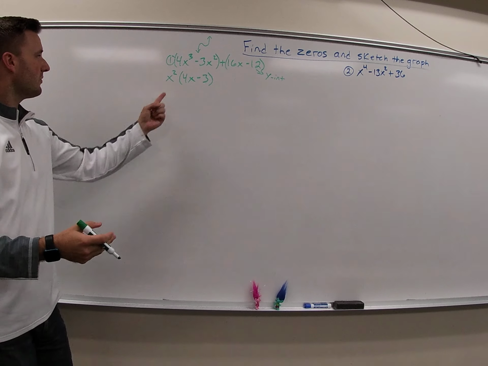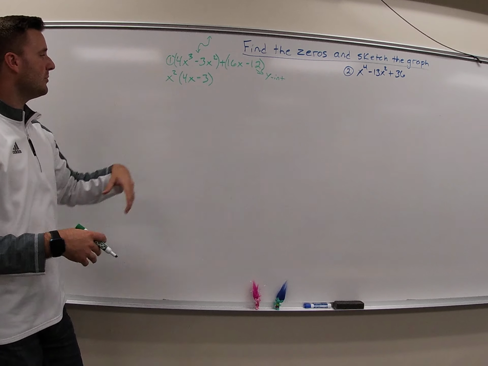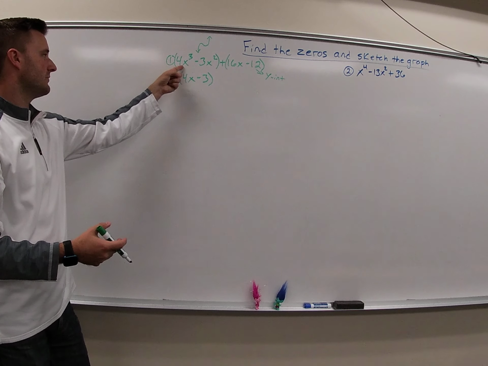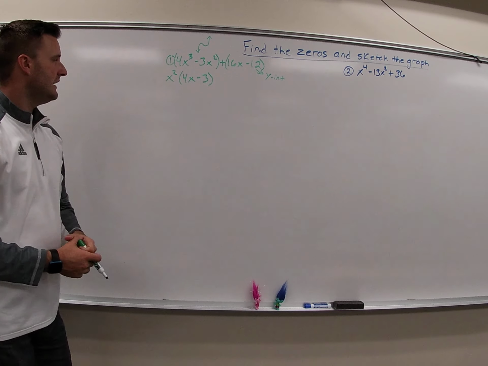And how we know we did this right is because if I multiply this x squared to each term on the inside of the parentheses, I would get back to my original. So x squared times 4x is 4x to the third. X squared times the -3 is -3x squared.